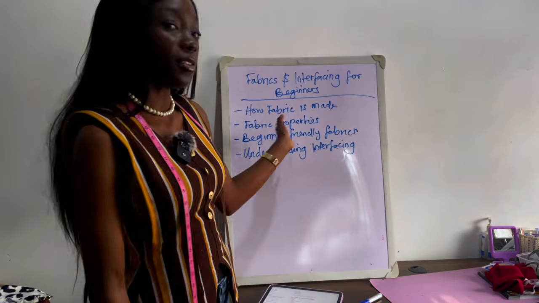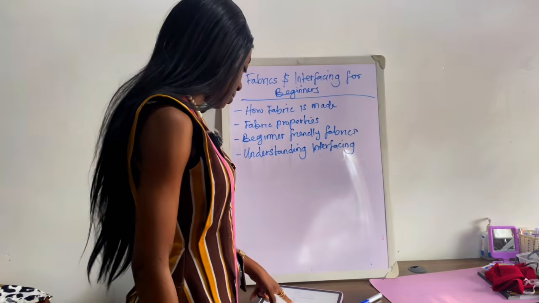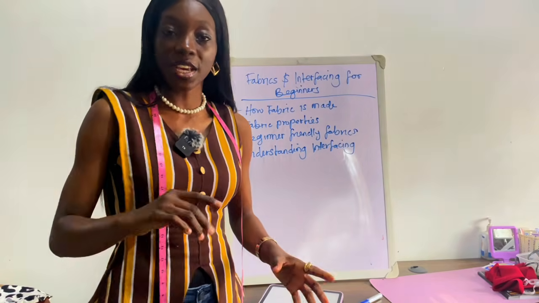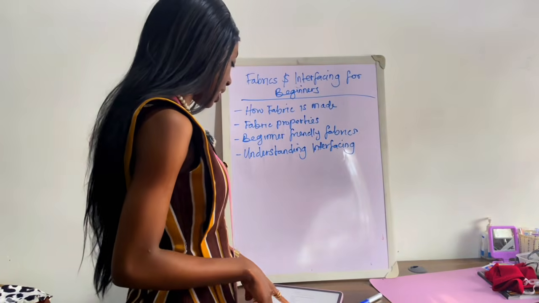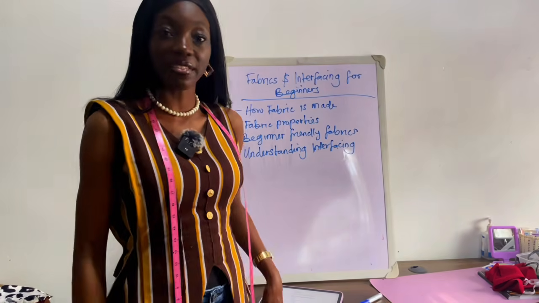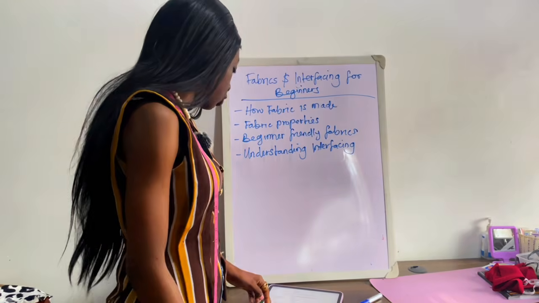So beginner friendly fabrics for you, I have mentioned basically all of them. Cotton, poplin, cotton linen blend. So cotton mixed with linen is also a fabric style. Cotton linen. We have Ankara, we have chambray, we have light crepe. I'm going to be showing you them.